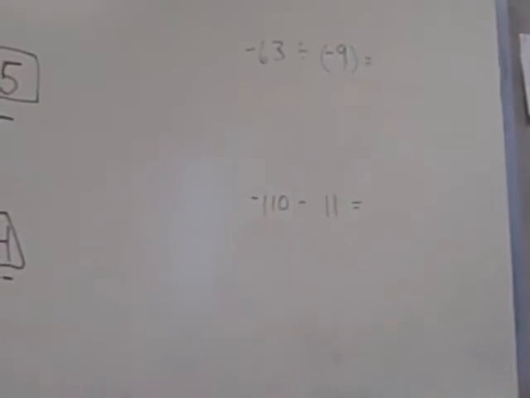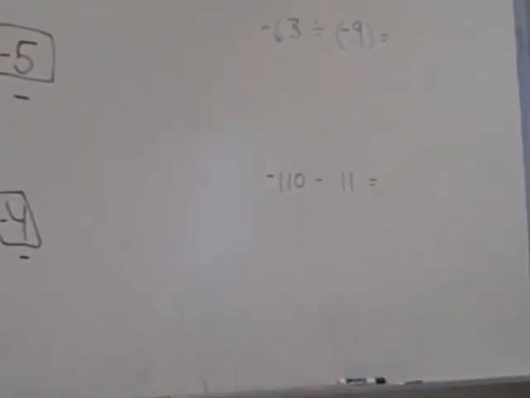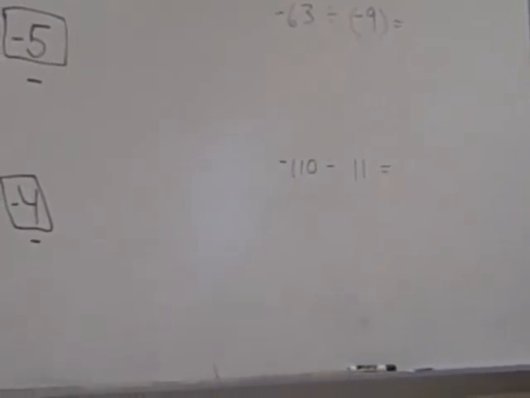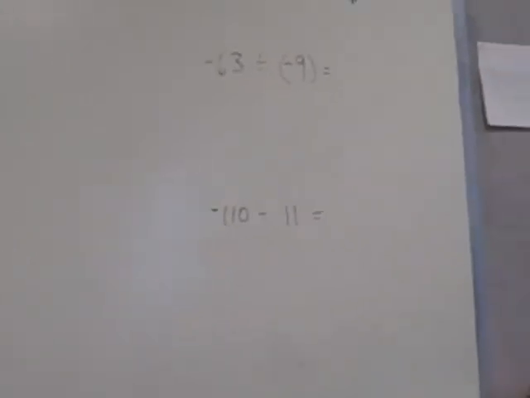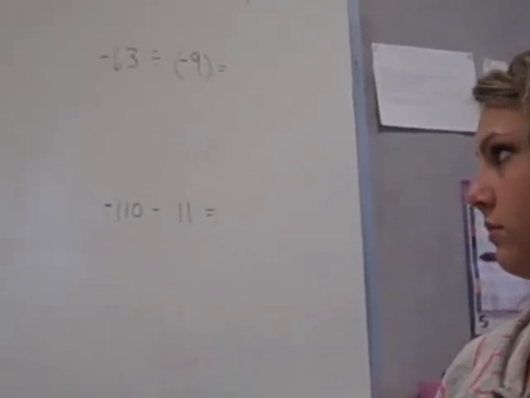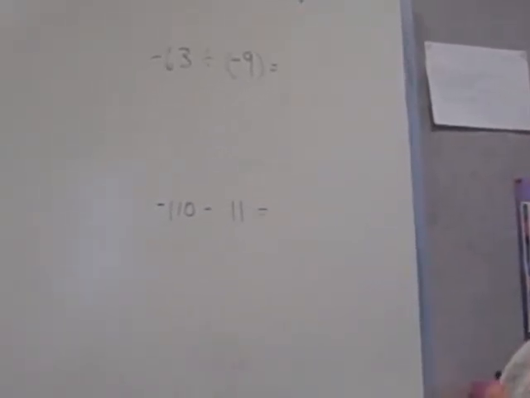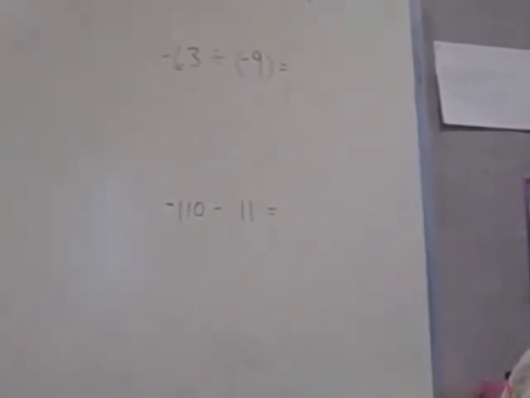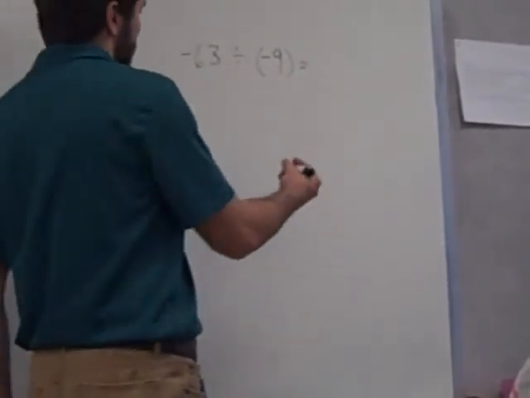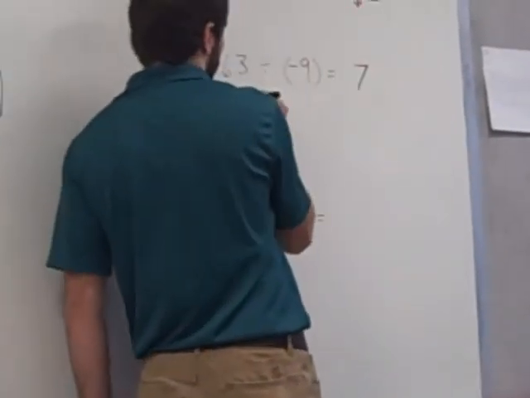That's where first class seemed to have troubles. They just didn't want to look back at their notes. It's so easy that you can just memorize it too. Negative 63 divided by negative 9. 7. Both negative, so it's positive.